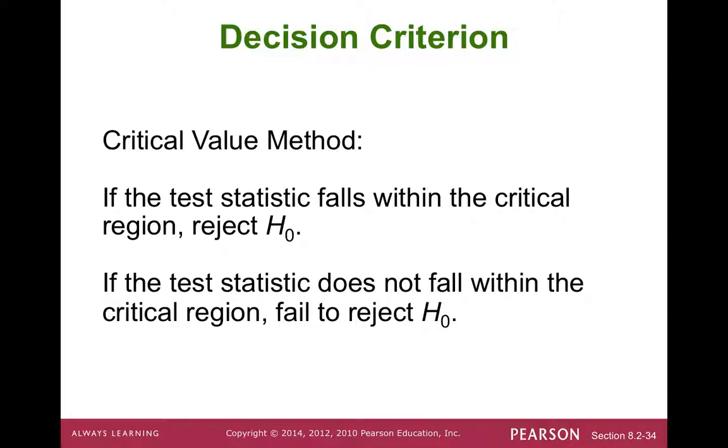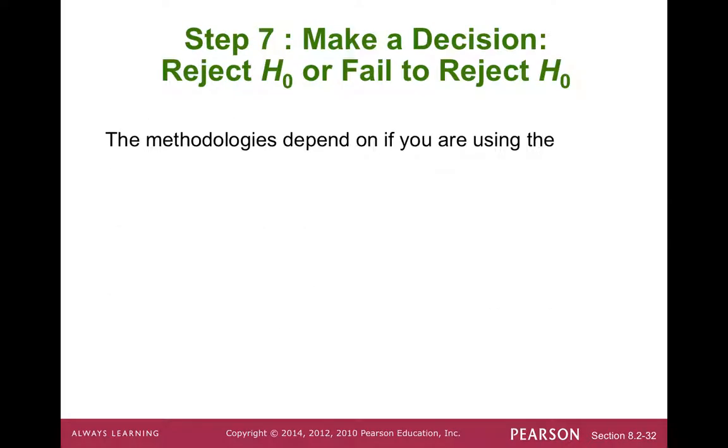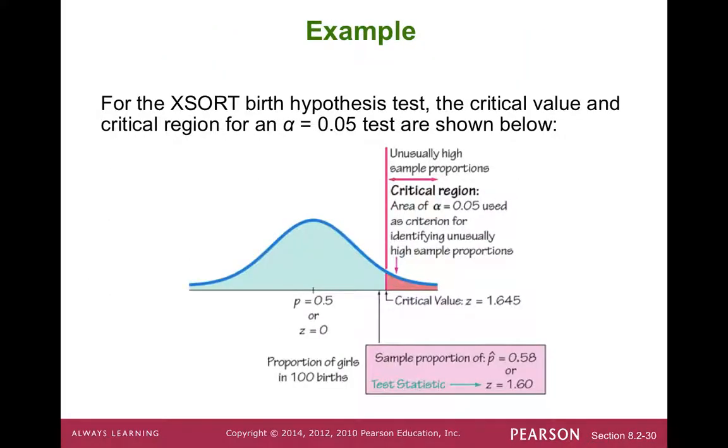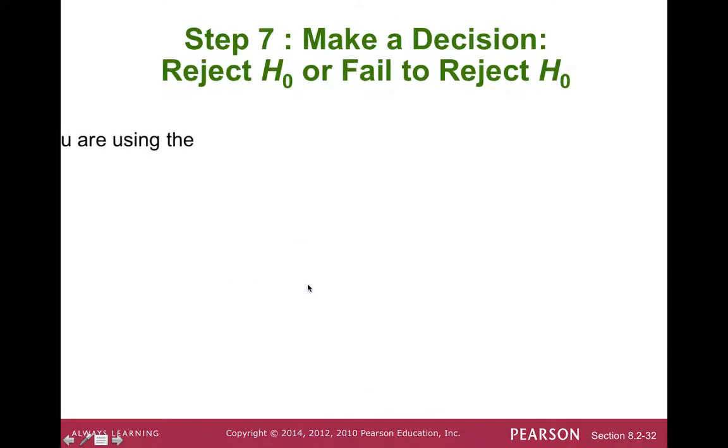And when we do the critical value method, if the test statistic falls within our critical region, we're going to reject our null. And if the test statistic does not fall within that critical region, we're going to fail to reject our null, which is what we saw here. This one was based on critical region. So because this value fell outside of our critical region, which is over here, we failed to reject our null.